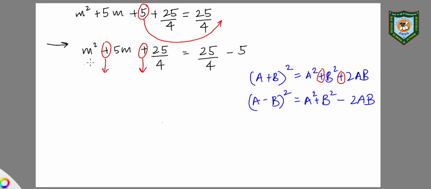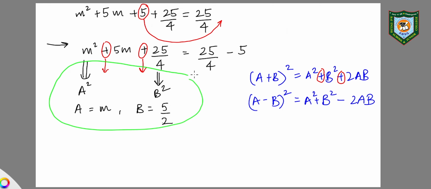So that means a square is equal to m square, and this value is equal to b square. That means a is equal to m and b is equal to 5 divided by 2. You do not need to write this particular part. This particular part is for your explanation so that you understand how to get the values of a and b in order to form a complete bracket.